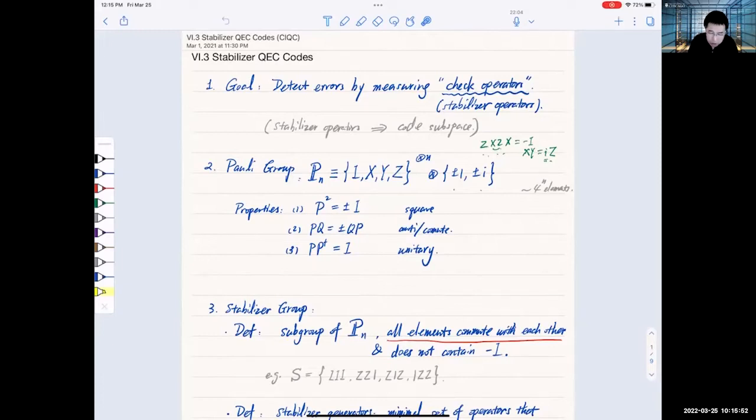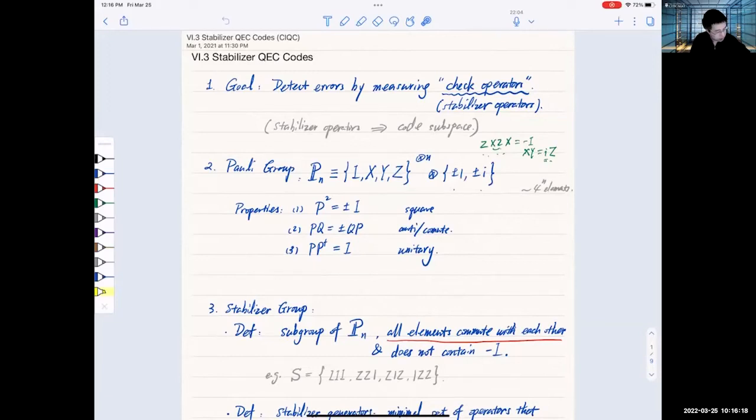A typical type of stabilizer operators is one where we restrict to products of Pauli operators. There is something called a Pauli group, which is basically spanned by all the Paulis you may have in tensor products, and sometimes you attach a ±1 and ±i just to make sure the product operation is closed.